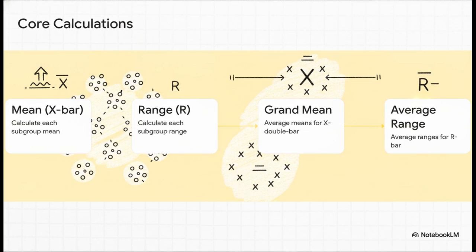Okay, let's get into the core calculations. And don't worry, the math here is actually pretty straightforward. For each of those 15 baseline subgroups, we calculate the mean, which is our X-bar, and the range, which is just the largest measurement minus the smallest. Simple enough, right? Once we have those 15 individual means and 15 ranges, we just average them all together. The average of the means gives us our grand mean, or X double bar, and the average of the ranges gives us our average range, or R bar.